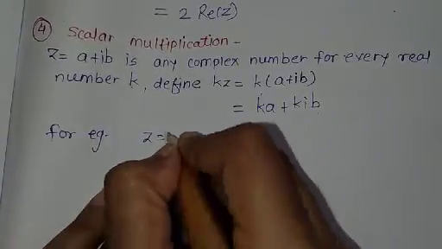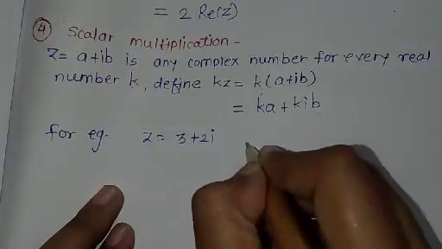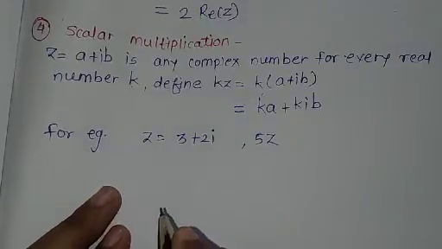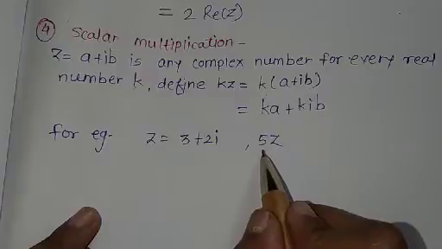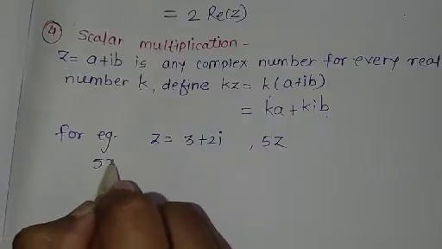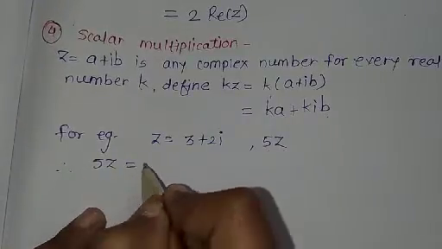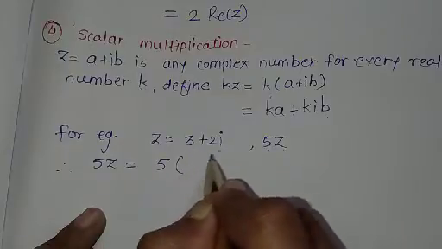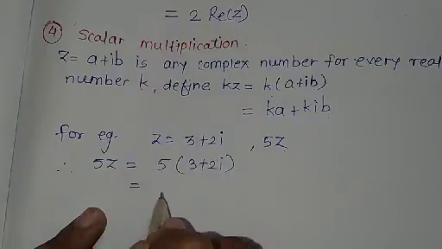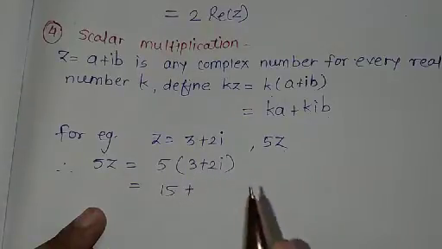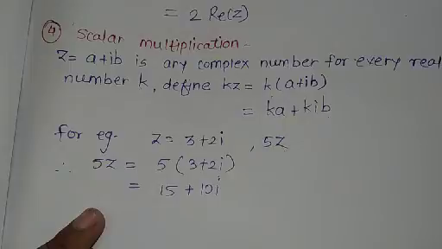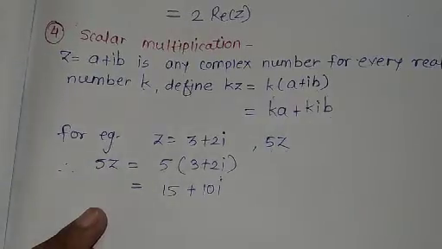For example, if z is equal to 3 plus 2i and we have to find 5z, simply here we have to multiply these two numbers, that is 5 and z. Therefore 5z is equal to 5 into 3 plus 2i, which is nothing but 5 into 3, 15, plus 5 into 2i, that is 10i. This is nothing but scalar multiplication of a complex number.